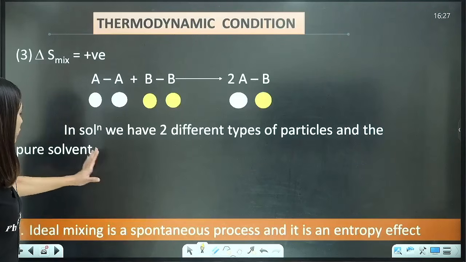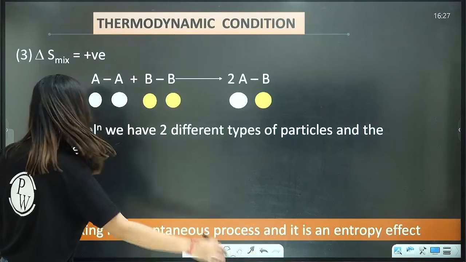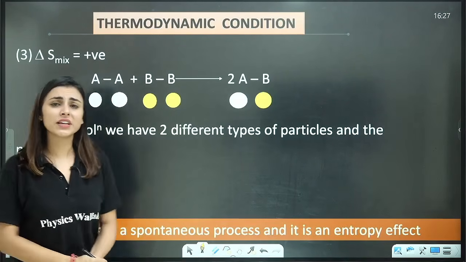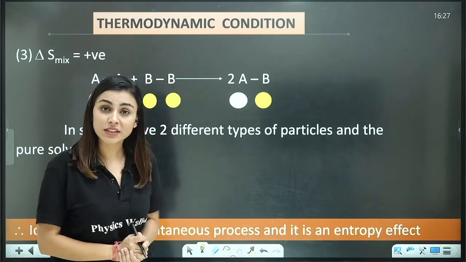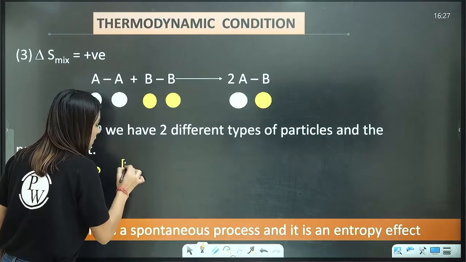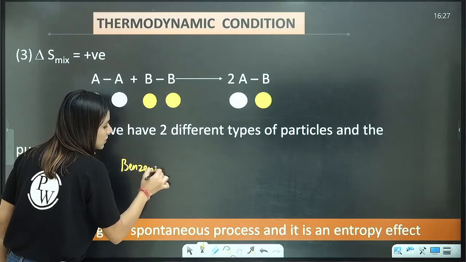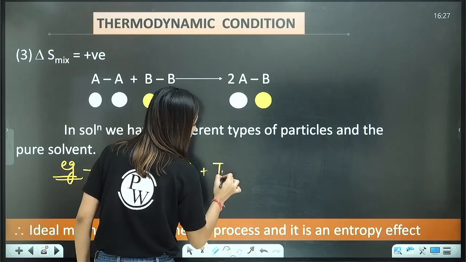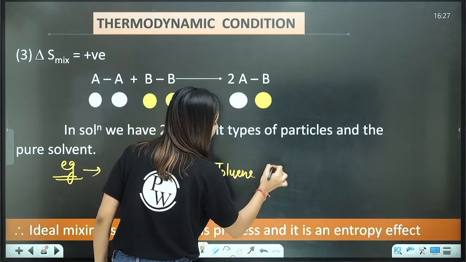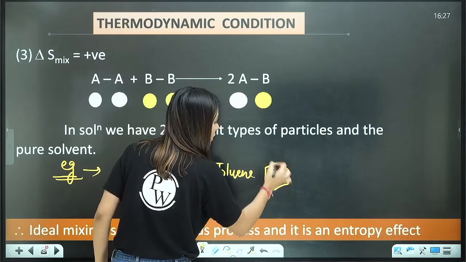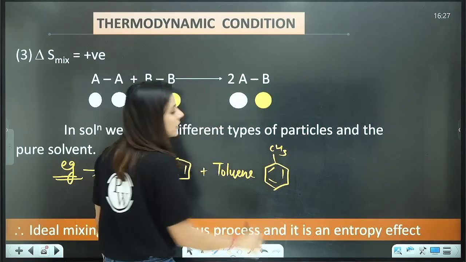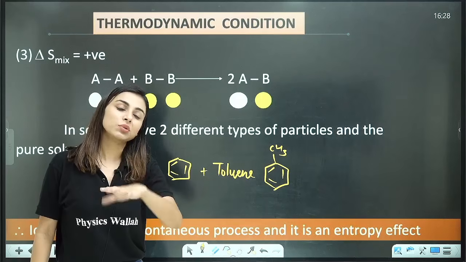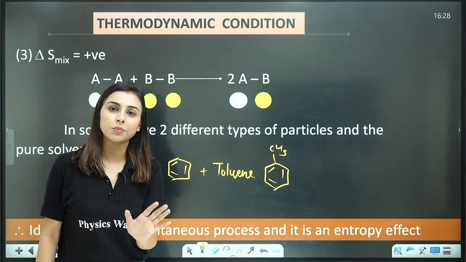First, we have to talk about the examples, my dear students. We've not written examples. If you talk about ideal solution examples, then in most cases, the components are similar. For example, benzene, it is represented like this, and toluene. It is an example of, my dear students, an ideal solution. Okay? In your NCERT, only and only the examples given in your NCERT are important.